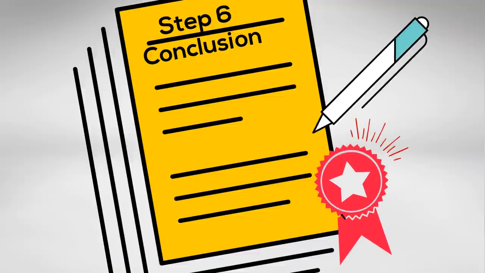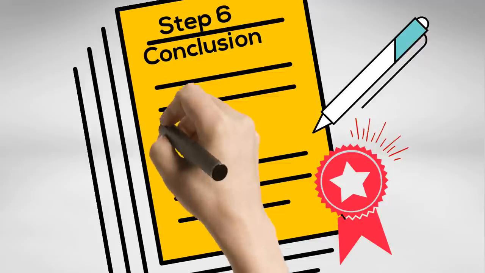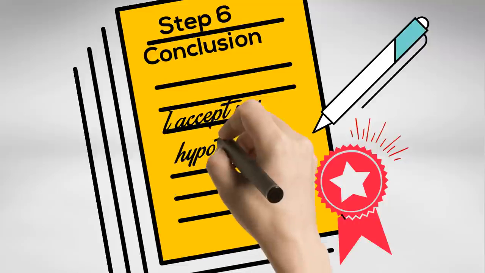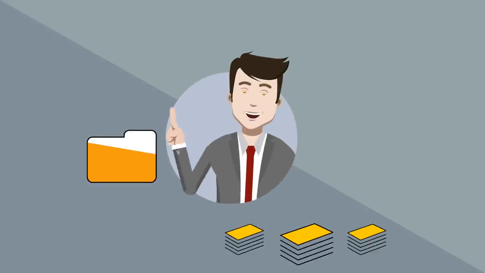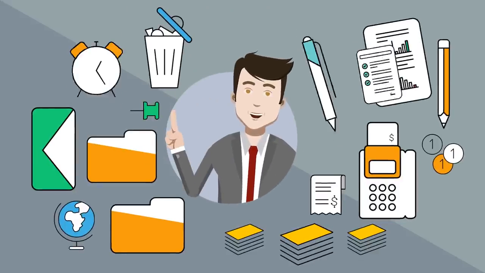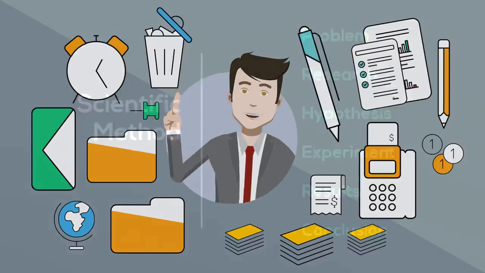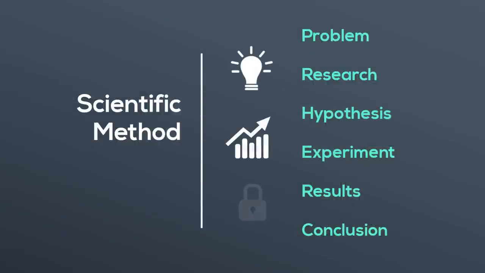And finally, step 6 is the conclusion. And during the conclusion, you give a summary of the overall results, and you state whether or not you accept or reject your hypothesis. And then describe if there's any practical application to what you have learned. So there we go, the 6 steps of the scientific method in 3 minutes or less.